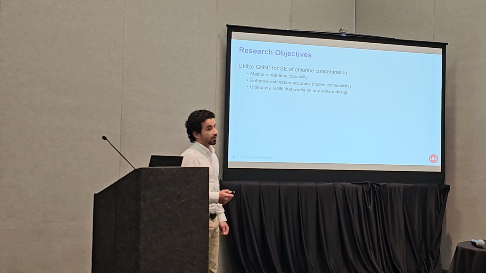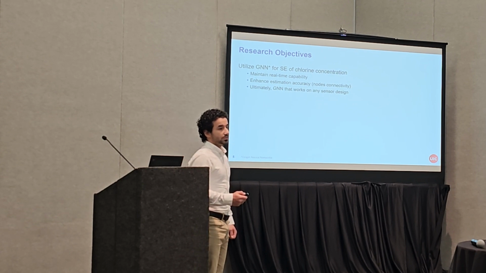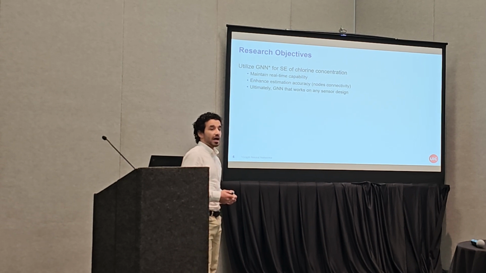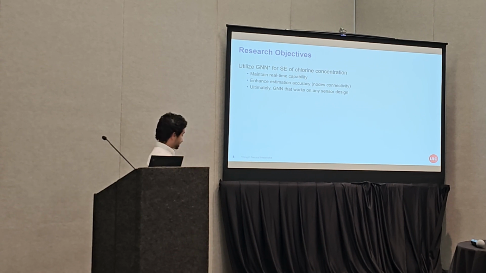So the objective of this study is to utilize graph neural network models to estimate the chlorine concentration of water distribution networks. This will maintain real-time availability. It will enhance estimation accuracy because graph neural networks account for node connectivity, and ultimately we are aiming to build a graph neural network model that is capable of working on any sensor design.